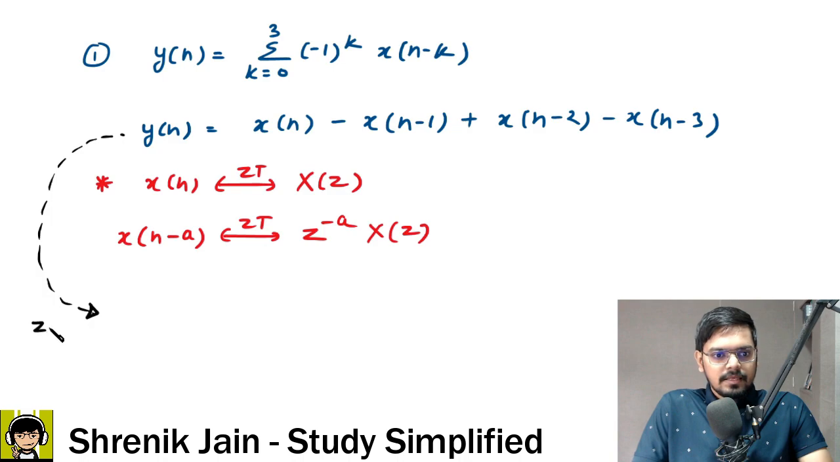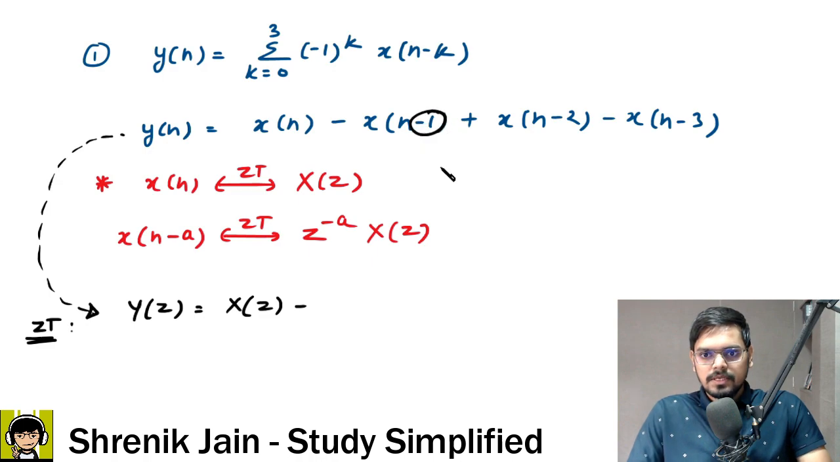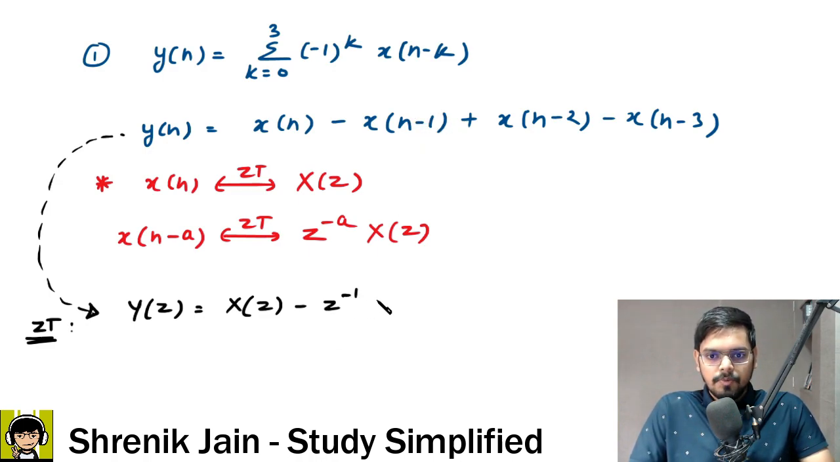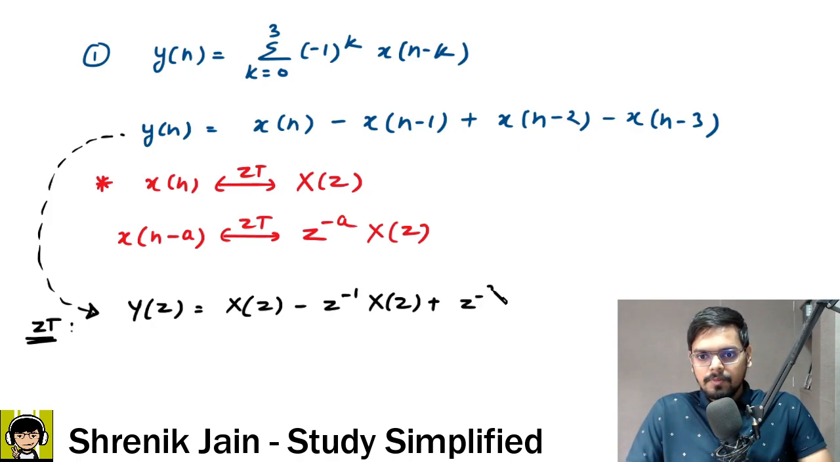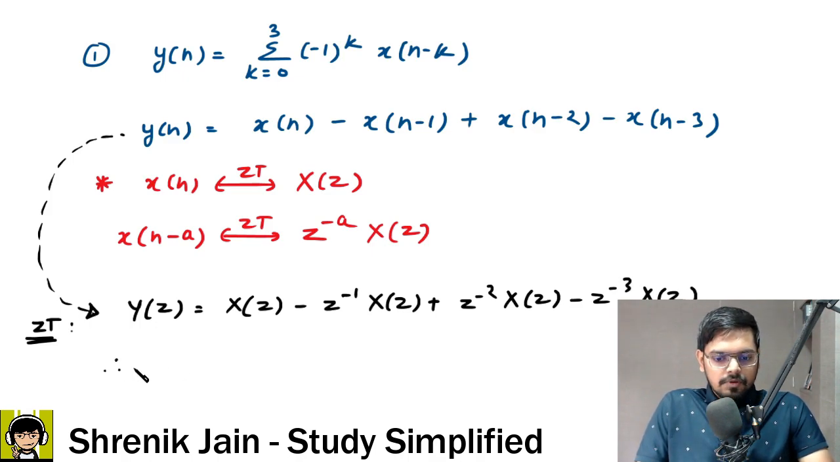If I take the Z transform, can I say y of n Z transform would be Y of z, that is equal to x of n Z transform is X of z minus whatever is here raised to the power of z, so z to the power minus 1 X of z. Similarly for the next z to the power minus 2 X of z, next minus z to the power minus 3 X of z. Okay, therefore the transfer function that is equal to output by input looks like what?